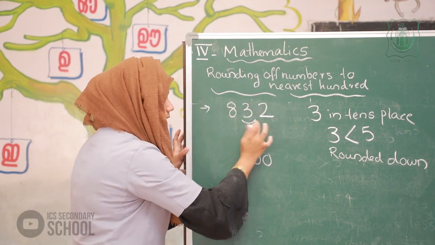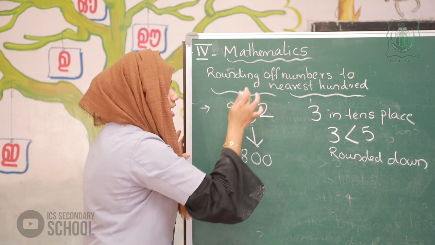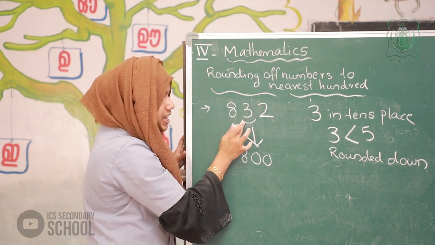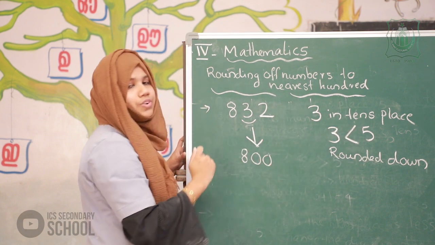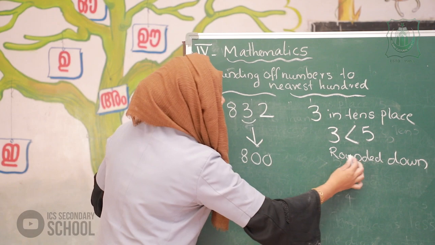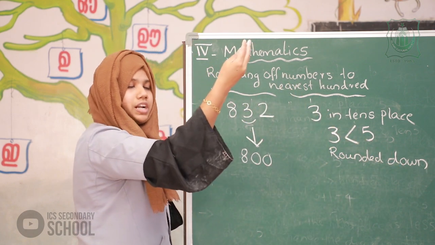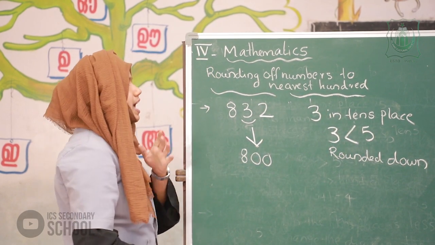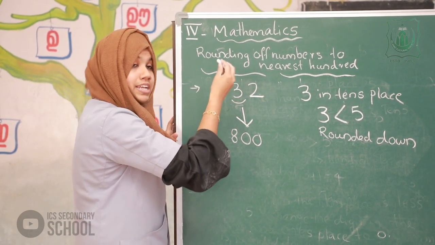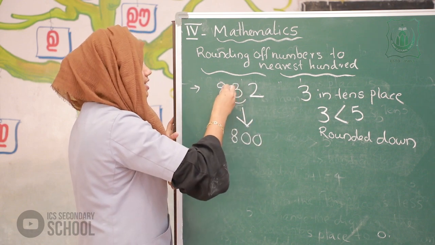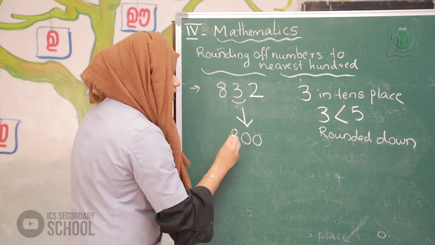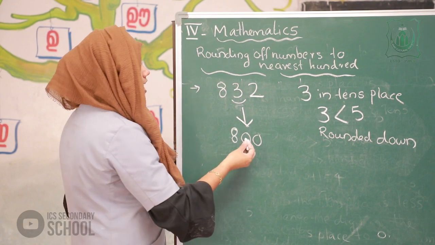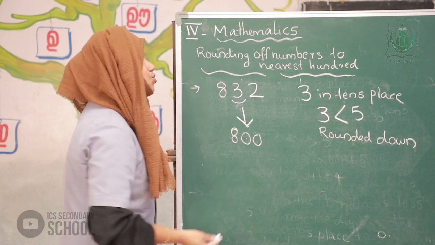First, if you get a number and the question is to find the nearest hundred, find the tens place. In this question, 3 is in the tens place and that is below the 5. That means it is rounded down. If above the 5, it is rounded up. In this question, the number is below the 5, so it is rounded down. And to find the nearest hundred of 832, what will we do? There is no change in which place? 100 place. That is 8, and change the ones and tens to 0.